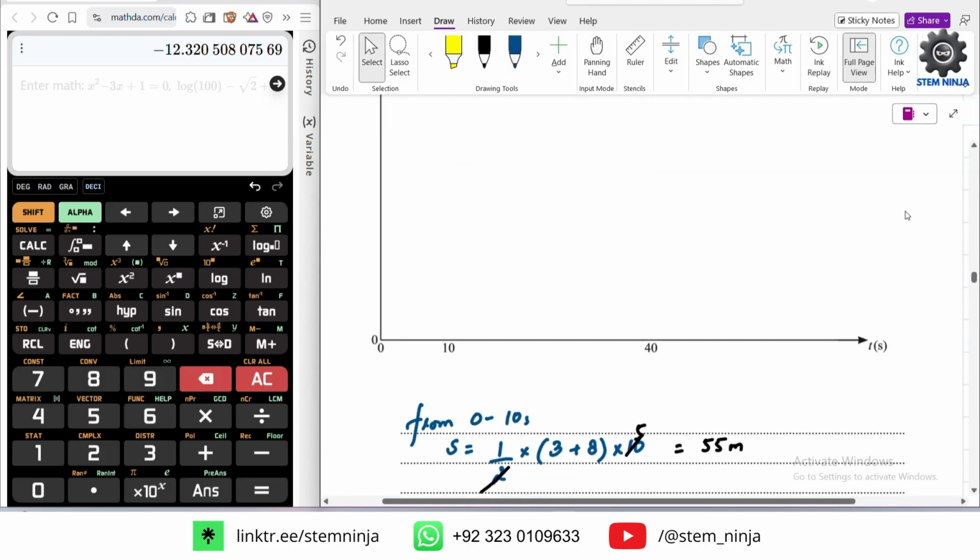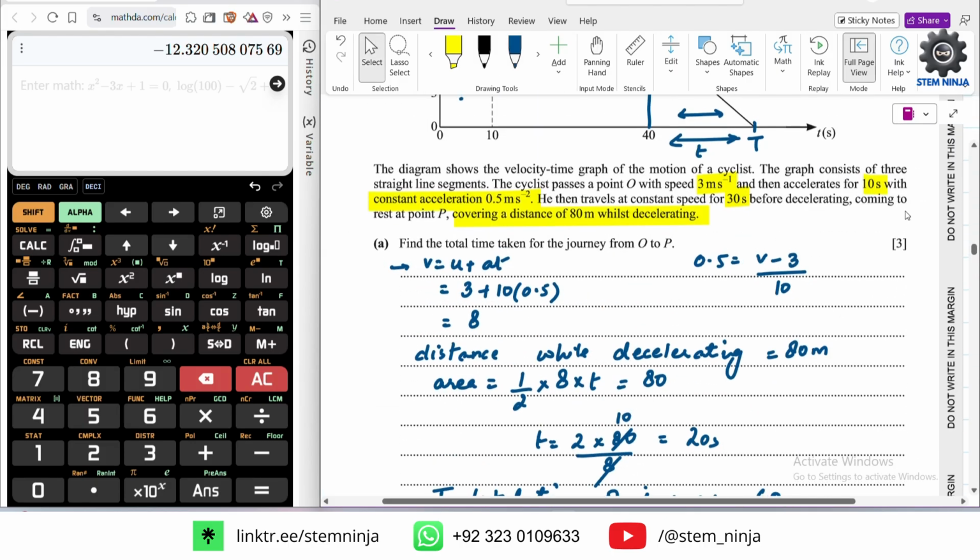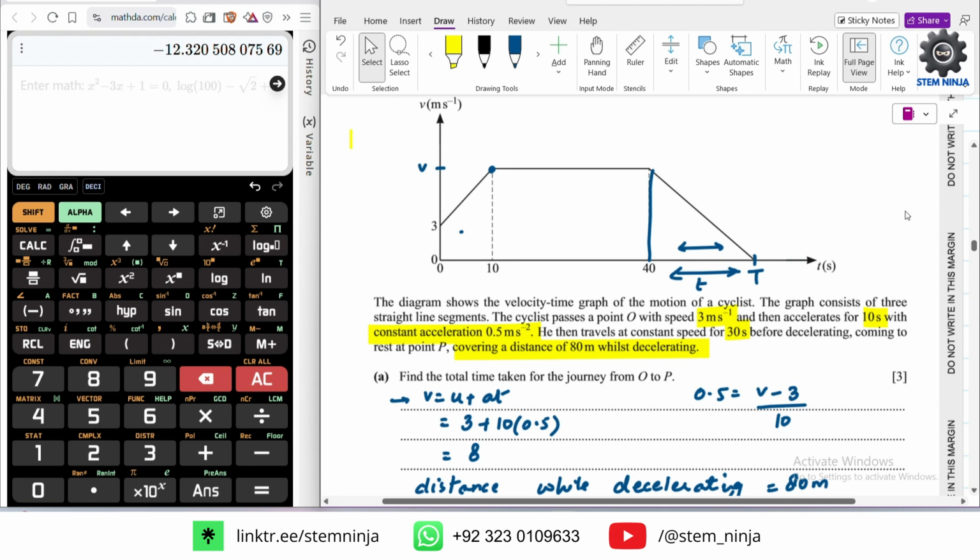Oh no, wait. Was this a speed-time or a velocity-time graph? The point O accelerates for 10 seconds with constant acceleration, then travels at a constant speed for 30 seconds before decelerating, coming to rest at point P.